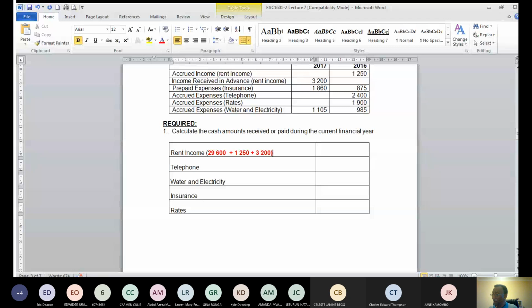So the tenant actually paid us the amount of, he paid 29,600 for the current year. He also paid the 1,250 that was due at the beginning of the year, and he paid 3,200 Rand for next year's money, and therefore the cash received from rental for the year is the amount of 34,050.